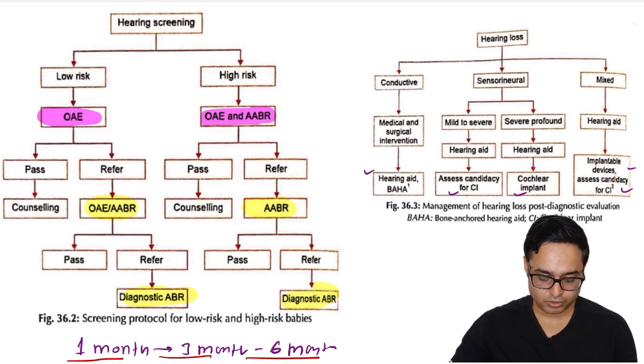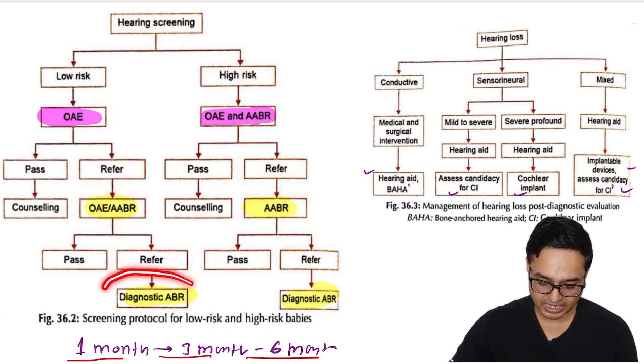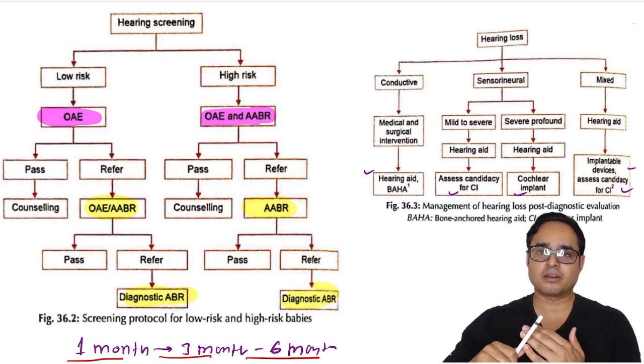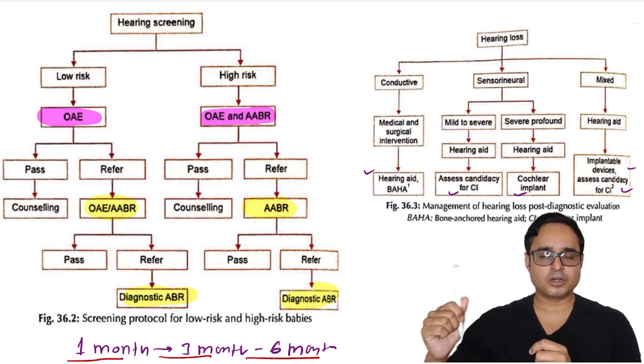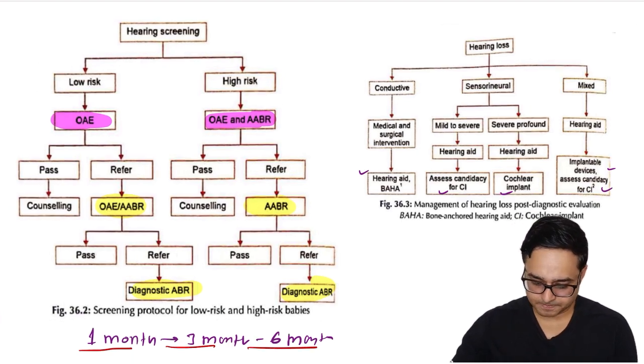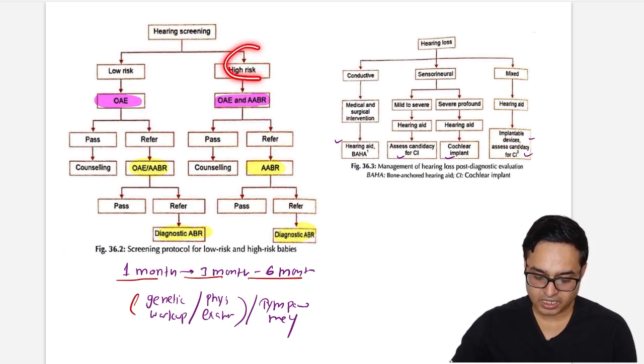Okay, so if you are using OAE and it is passed, it is okay, but if it is not passed, it is called refer. You have to do audiometry or ABR, or you can also repeat audiometry. If after the second time your OAE or ABR failed, you have to do diagnostic ABR, very much important. So if OAE failed, you can repeat it after 1 to 2 months, and if it also failed you have to do ABR. But in high risk neonates, you have to do both.